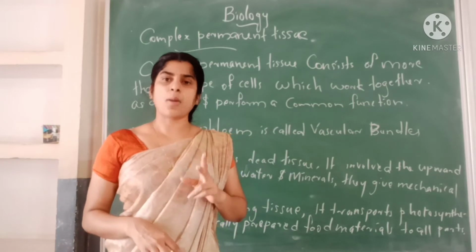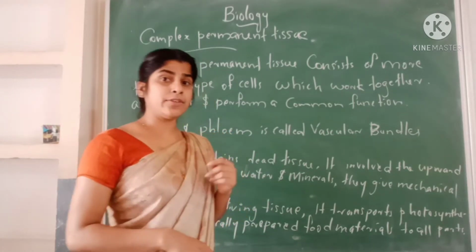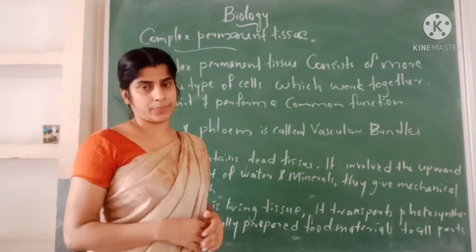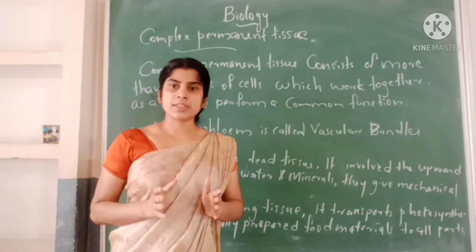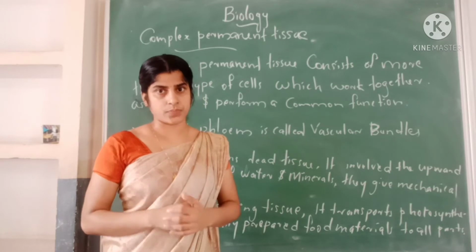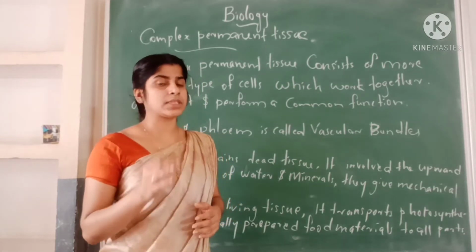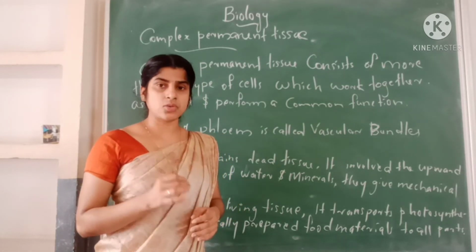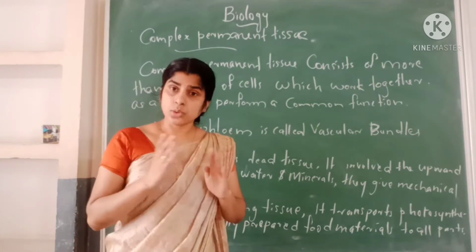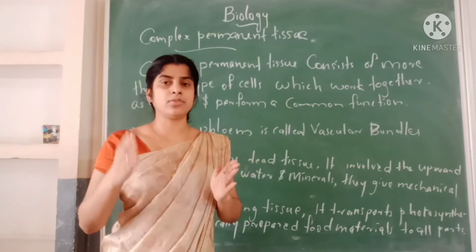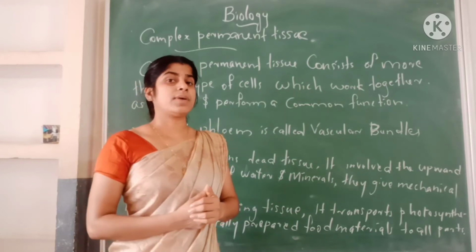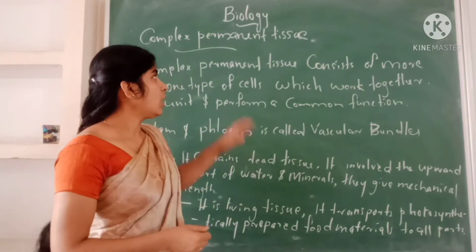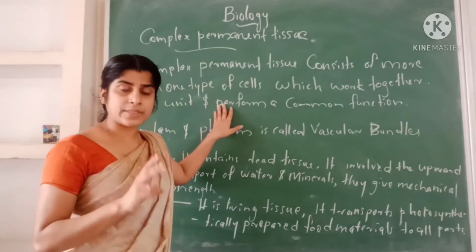There are two types of complex permanent tissue, xylem and phloem. Xylem and phloem are called complex tissue or vascular tissue. Together, xylem and phloem form a vascular bundle.